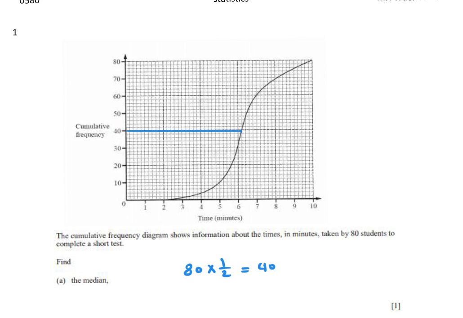So approximately 6.2. So the median is 6.2.